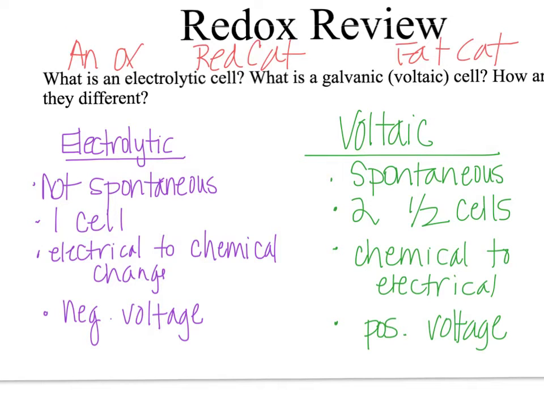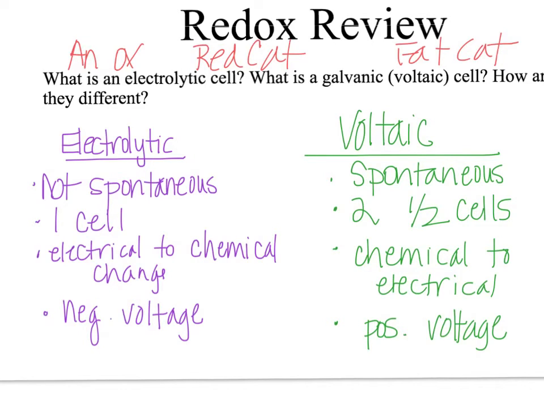All right, let's talk about electrolytic and voltaic or galvanic cells. First of all, this question asks how they are different. But before we talk about how they're different, let's talk about how they are the same. And those were those acronyms we talked about. AN OX, which means anode has the oxidation. Red Cat, which means reduction happens at the cathode.